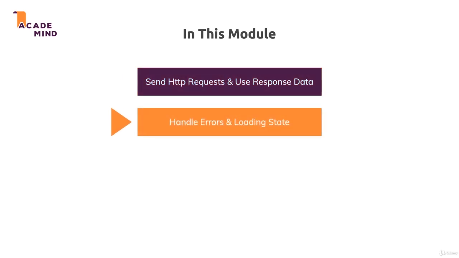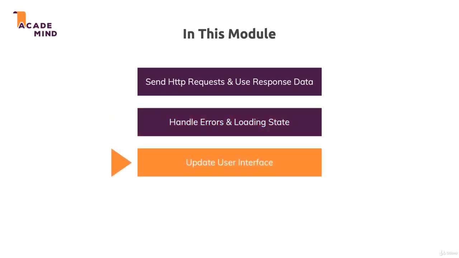We'll have a look at how we can handle errors if something goes wrong, if we're sending invalid data or something like that, and also how we can handle a loading state and show a loading spinner to our users whilst we are waiting for an action to complete or for data to load. And of course, we'll also make sure that we appropriately update the user interface once data was loaded or once some action completed. So, plenty of work to do. Let's not waste any time and instead dive right in.